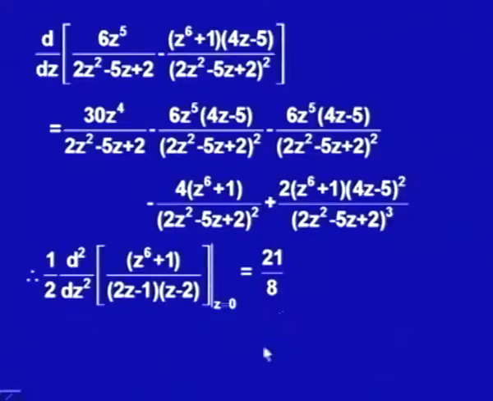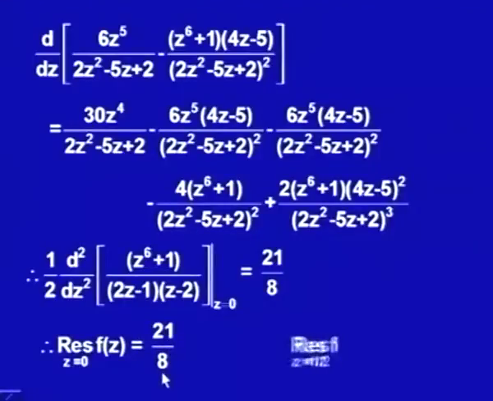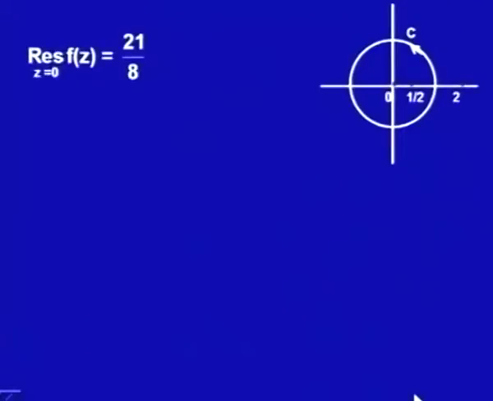So, we have got the residue at z is equal to 0 as 21 by 8, while the residue at z is equal to half was minus 65 by 24. Now, we have calculated both the residues, so we are ready to answer our question. The residue at 0 is 21 by 8, the residue at half is minus 65 by 24. These are the two isolated singularities inside this unit circle.